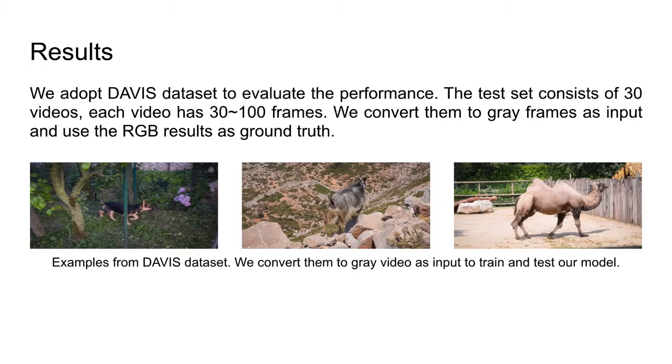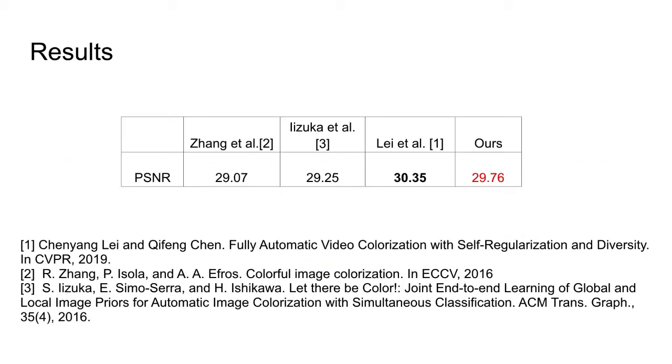In experiment, we adopt the Davis dataset to evaluate the performance. The test set consists of 30 videos. Each video has 30 to 100 frames. We convert them to gray frames as input and use the RGB result as ground truth. The following 3 images are examples from the Davis dataset.